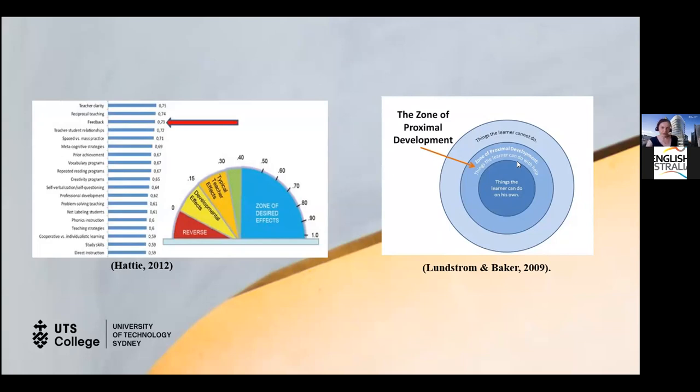I read a little bit further and found out that it is related to the zone of proximal development, which you can see a graphic here on the right-hand side. So in the inner circle, you can see a layer of all the things that the students can already do. Then there is the zone of proximal development. These are all the areas, the skills that are achievable for the students that they know about and that they can achieve. And then there is the outer layer, all the other things that are just way beyond their grasp and they cannot achieve those.